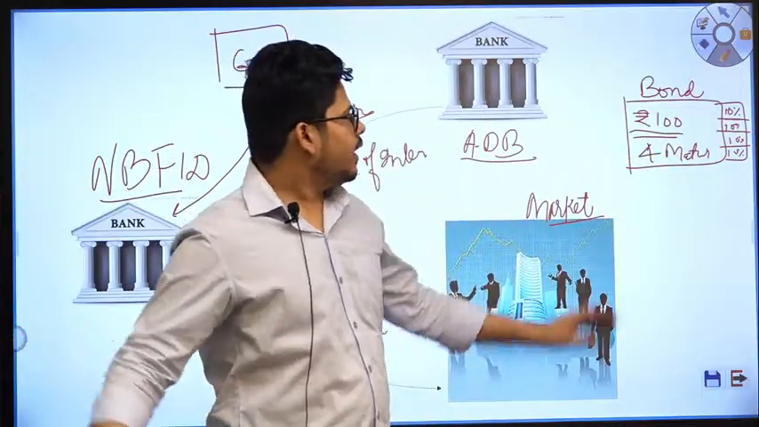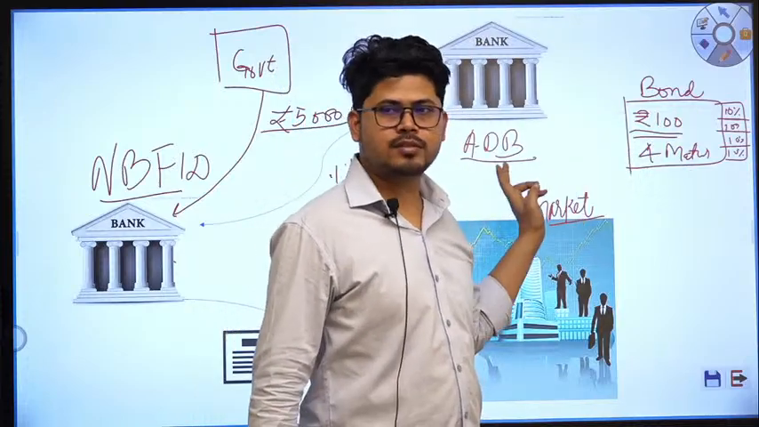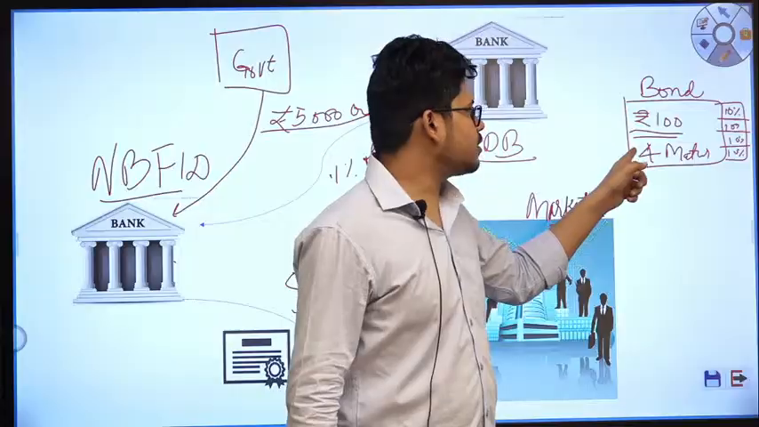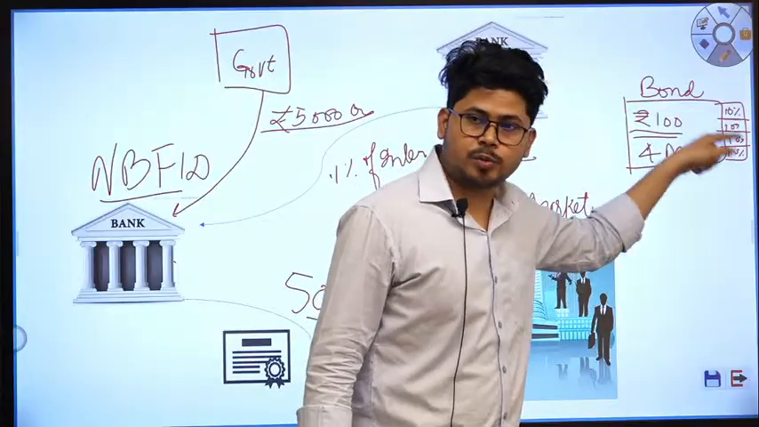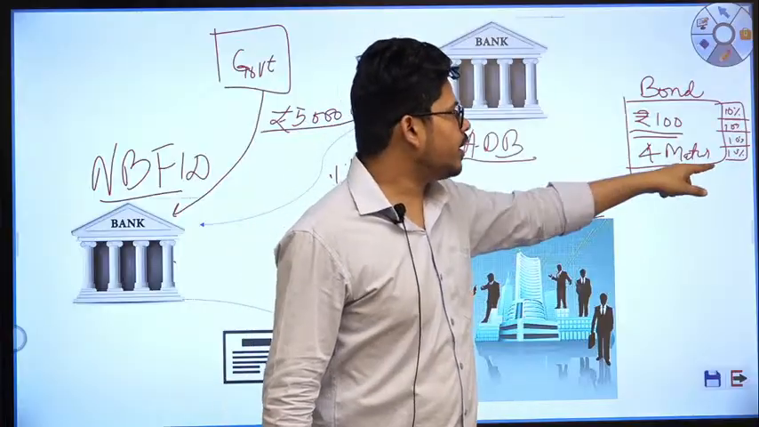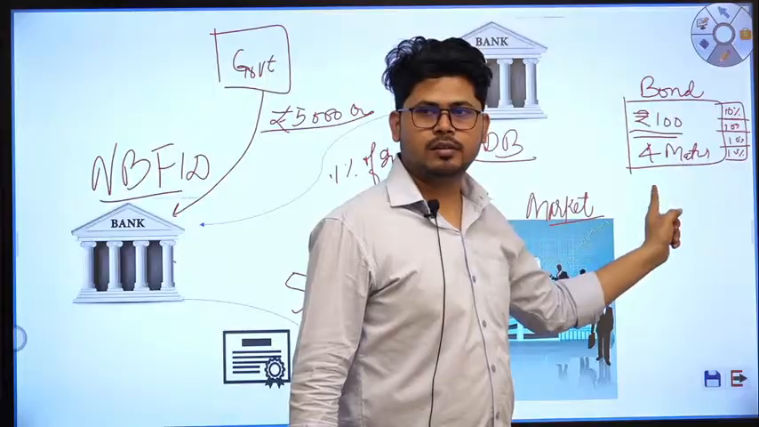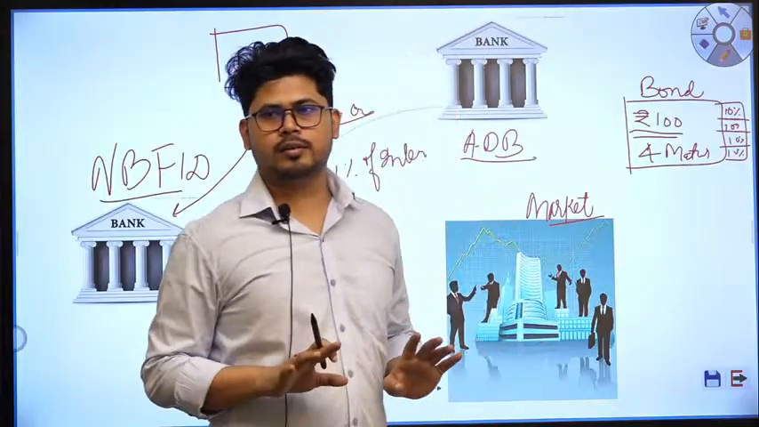And if I give this bond to someone, that person will give me 100 rupees, and after 4 years I will give the 100 rupees back to the person, and during 4 years, at the end of every year, I will be giving him 10% of rupees 100. This is the phenomenon of bond.